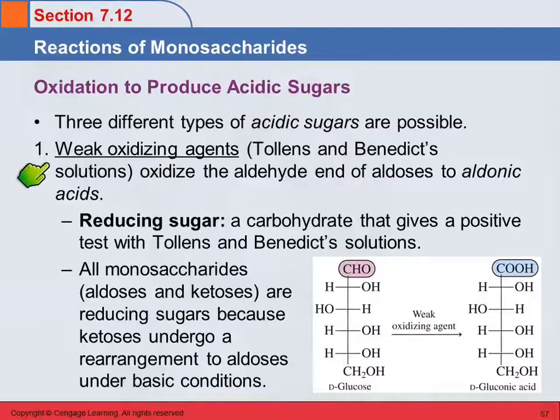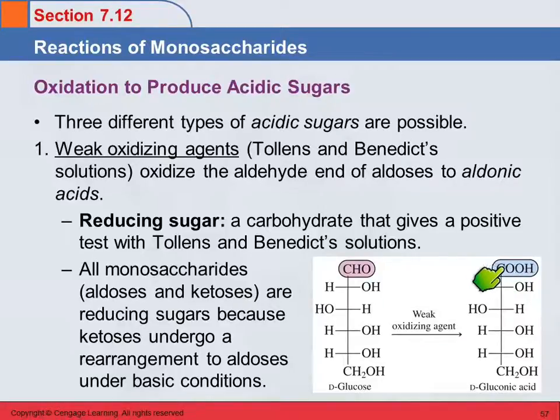So if you have a weak oxidizing agent, and examples of weak oxidizing agents are Tollens and Benedict's reagents, and we used those when we did the aldehydes and ketones, that will oxidize the aldehyde end of aldoses and form aldonic acids. So here's glucose with a weak oxidizing agent. The aldehyde functional group here will get oxidized, and aldehydes form carboxylic acids, right? So this forms a carboxylic acid functional group up there.